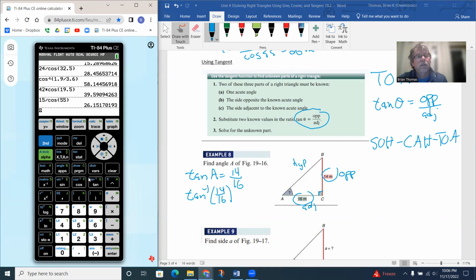So second tangent gives us our inverse tangent, and then we can just do 14 divided by 16. And that's going to give us, and we can round that to the nearest tenth, angle A would be 41.2 degrees.